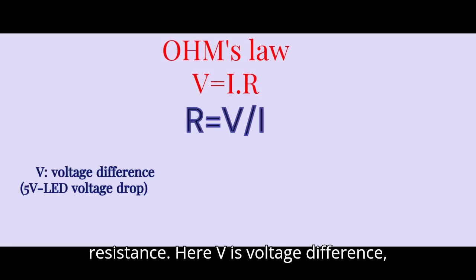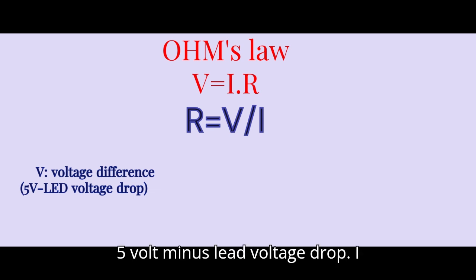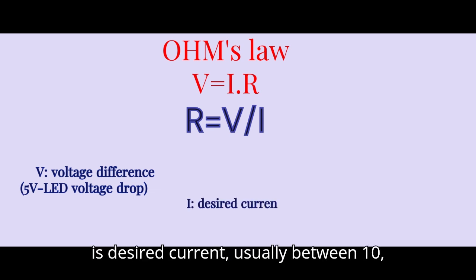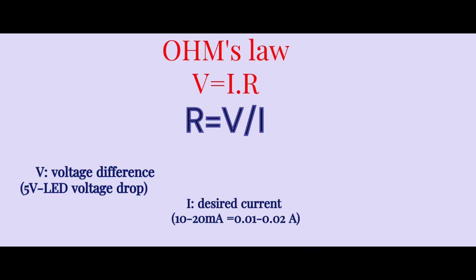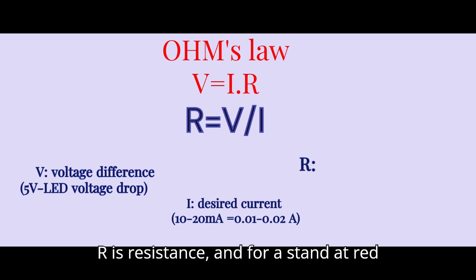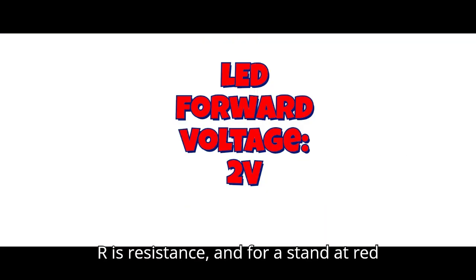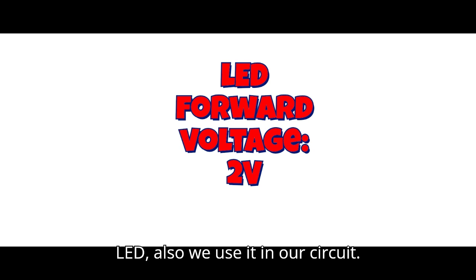Here V is the voltage difference, 5 volt minus the LED voltage drop. I is the desired current, usually between 10 and 20 milliampere, also equal to 0.01, 0.02 ampere. R is resistance, and for a standard red LED, which we also use in our circuit, the LED forward voltage is about 2 volt.